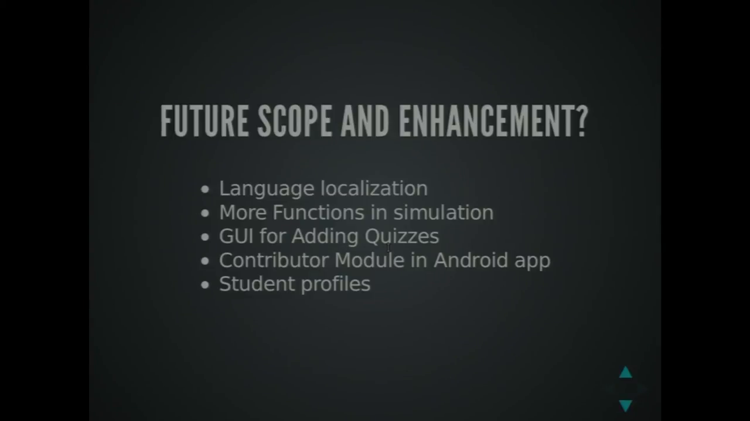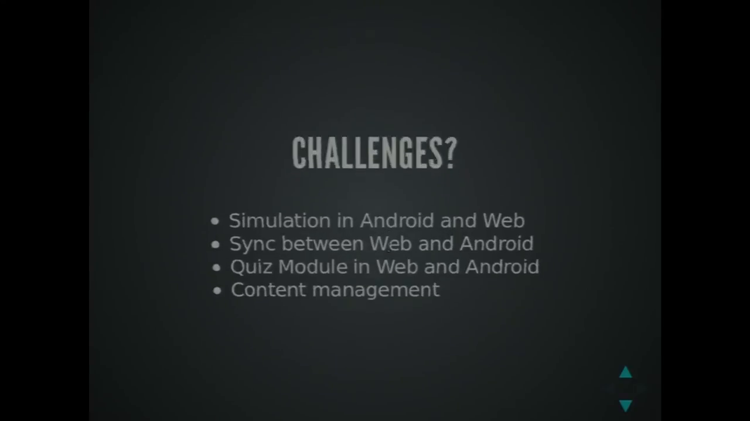Then for adding quizzes, from the contributor's point of view, he was uploading the GIF format, right? We can go one step further and make it easier for him. Give him a form, basically, where he can just fill in the details and automatically create the GIF format and save it. A contributor module in the Android app, wherein right now we just have a contributor for the web portal, right? So we can add this. And student profiles. Right now everything was just self-evaluation. How about going to the next level and making this a kind of competition, for example, checking how other people performed in the quiz? Things like that, we can have student profiles.